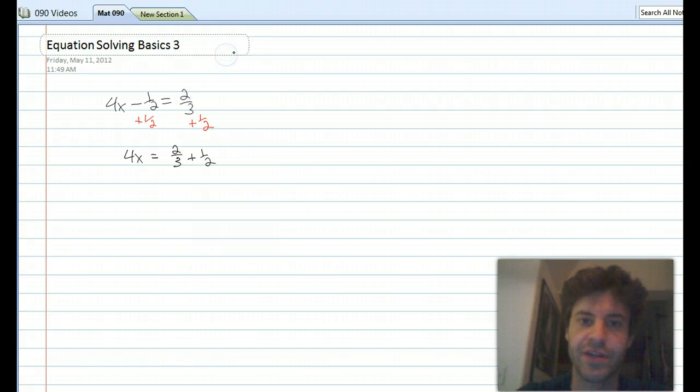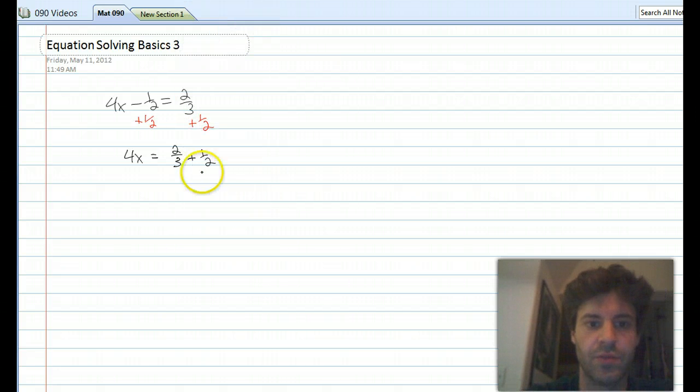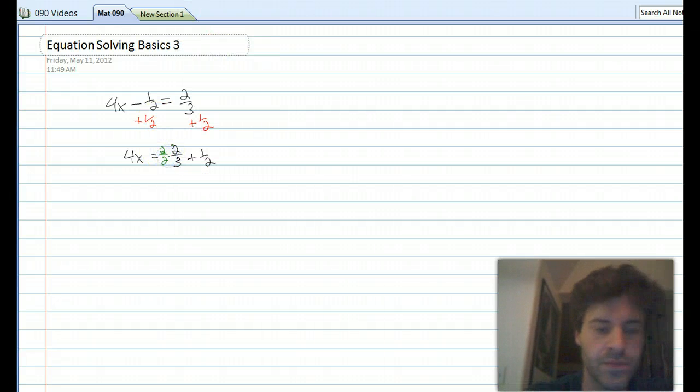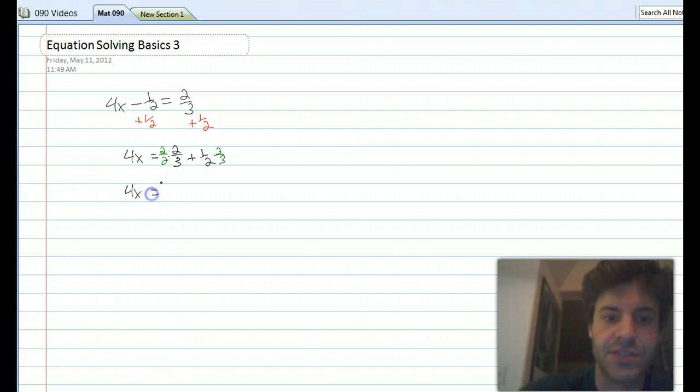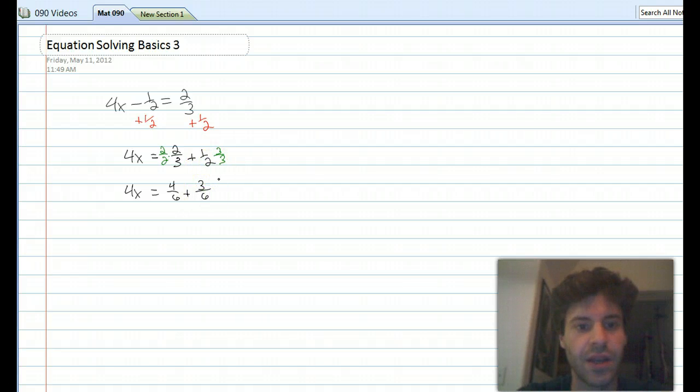The way that we do this is we find a common denominator. The 2/3, we're going to multiply by 2/2. And the 1/2, we're going to multiply by 3/3. What that's going to do is get us a common denominator of 6. The left-hand side is still 4x. And now the right-hand side, how do we multiply those fractions through? We multiply across the numerator. 2 times 2 is going to give us 4. 2 times 3 is going to give us 6. 1 times 3 is going to give us a 3 in the numerator. And 2 times 3 is going to give us a 6 in the denominator.